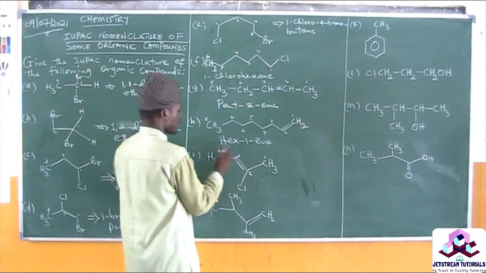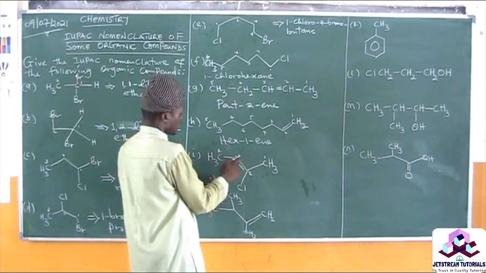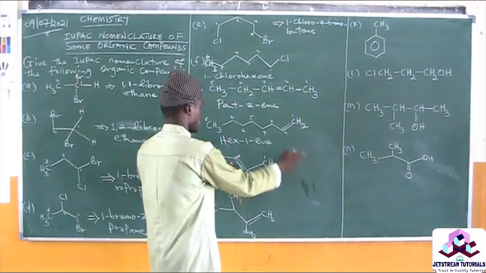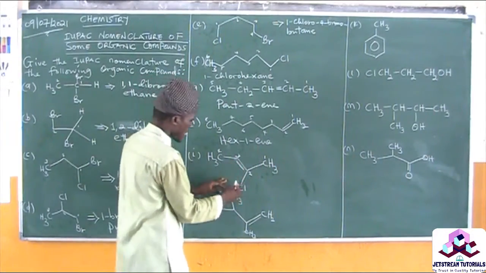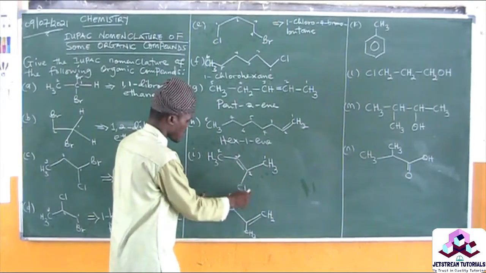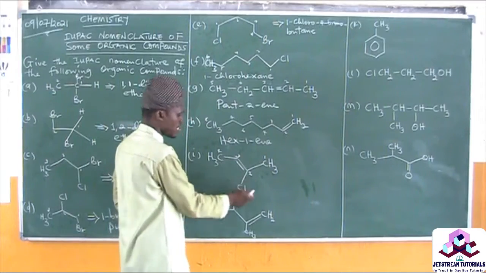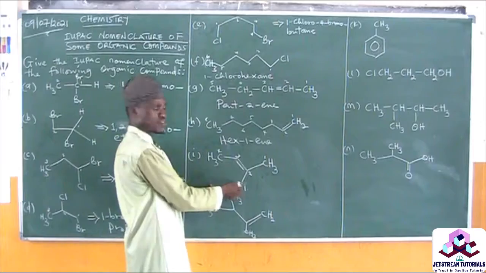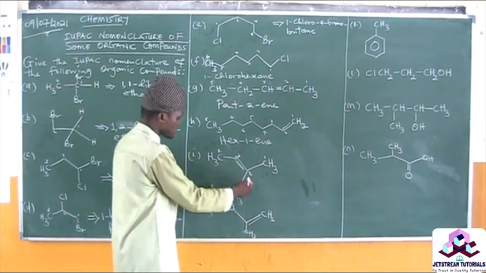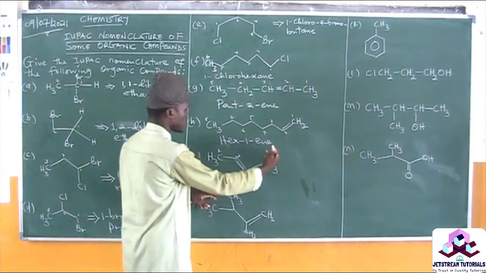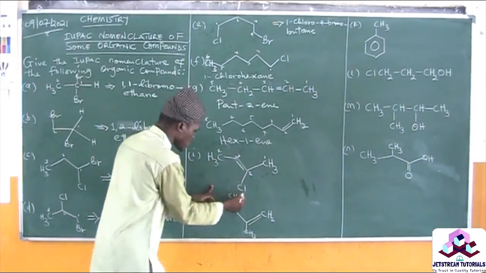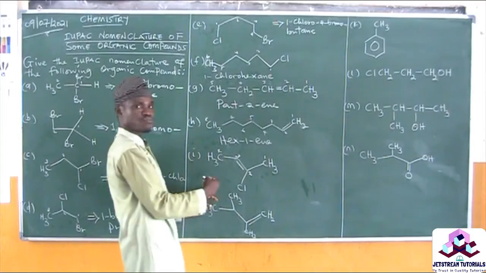Since if I start from here, 1, 2, 3, the position of the double bond will not be affected, whether I start from this side or start from this side. But I have to take into proper consideration this chlorine atom. It must also have the lowest possible number present in the compound here. So by the time I am going to number the chain, I should do it in such a way that the chlorine atom must have the lowest possible number.